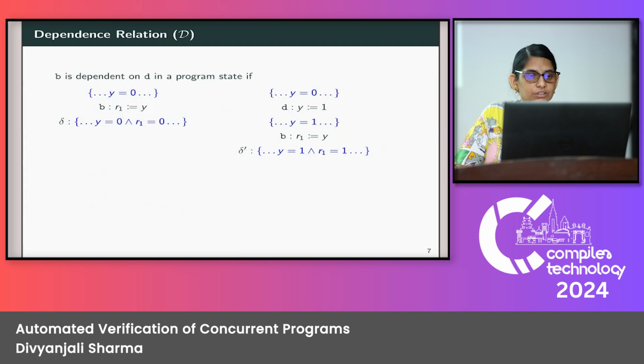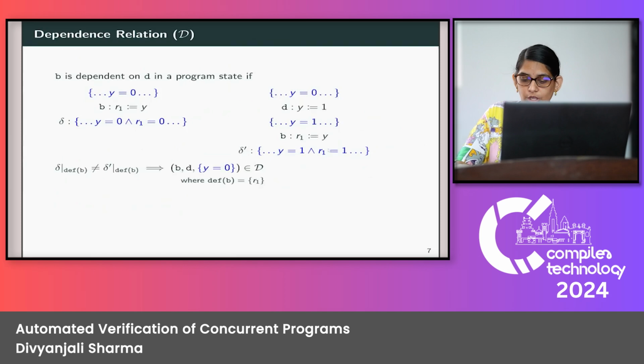So the first thing we did to achieve this is we came up with this dependence relation. It's a little bit different from the classic dependence relation definitions used in the literature. The idea is this: let's say the program state before B is y equals 0. Then after executing B, we get r1 equals 0 here: y equals 0 and r1 equals 0. Now, if we execute D before B at this point, the value of r1 is different. So what we are seeing is, if executing instruction D before B at a particular program state leads to new values of variables defined in B, then B is dependent on D in that particular program state.